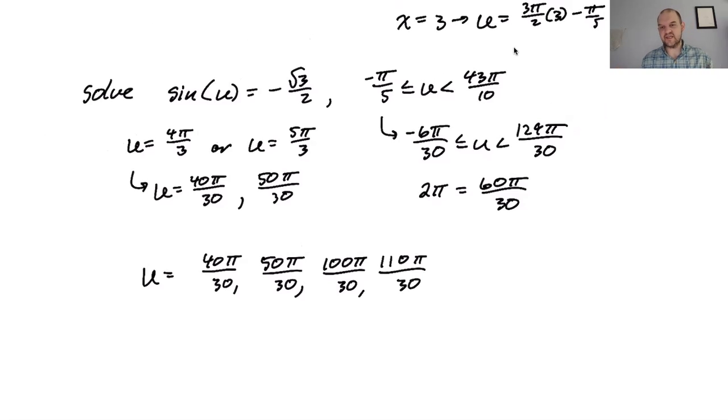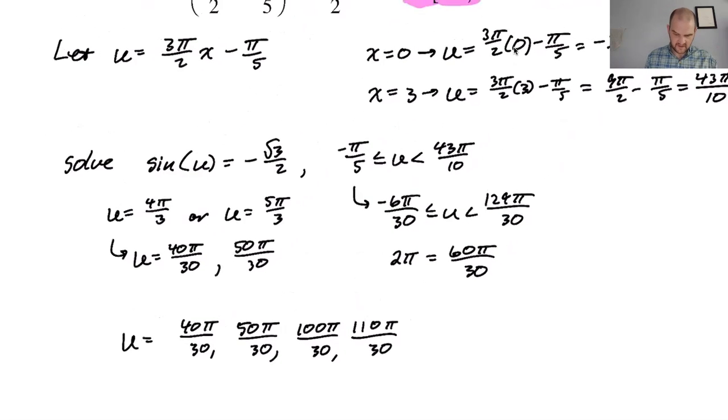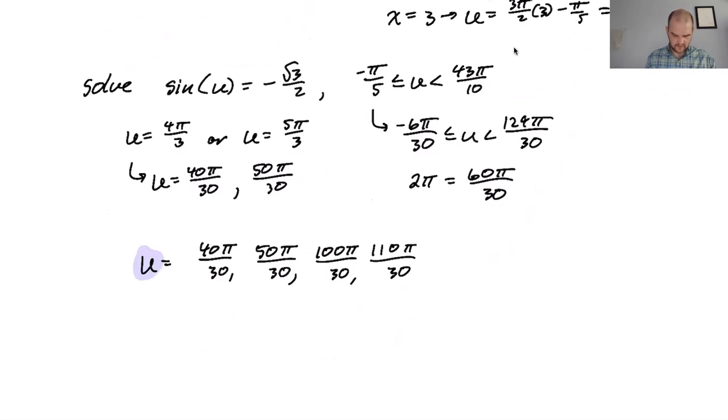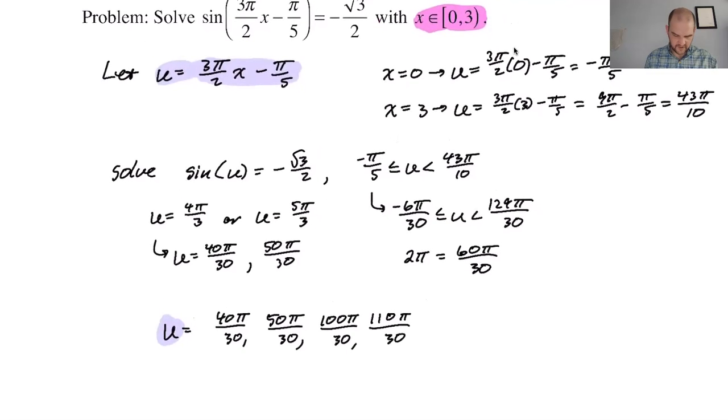Because I need to stay between negative 6π/30 and 129π/30. So I stopped there. But this is not the original question, right? The original question said that this was our argument, and we let that be u. So now I'm going to go backwards and convert my u back into x's. And the way that I do that is I need to rewrite this thing.